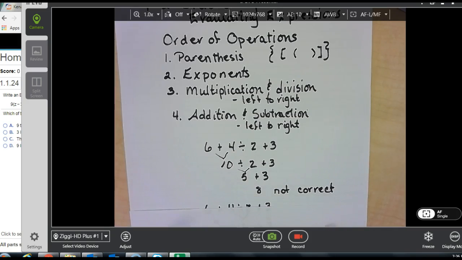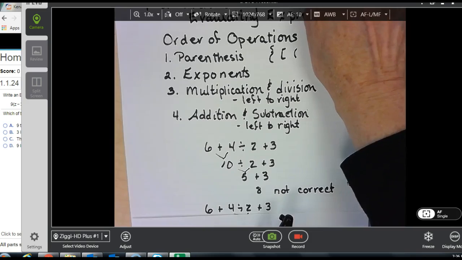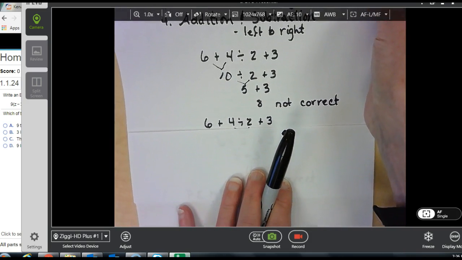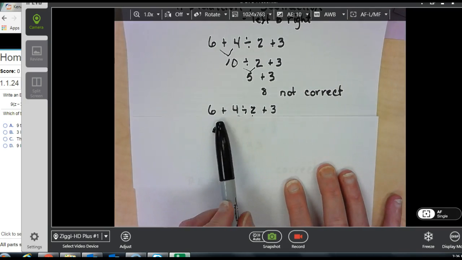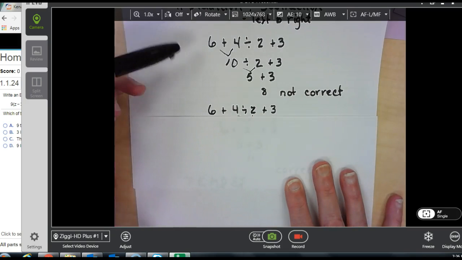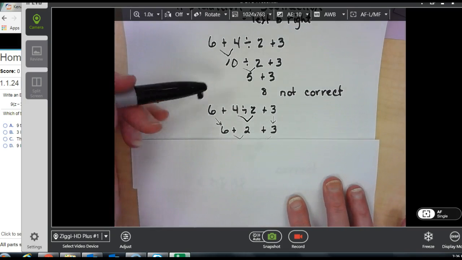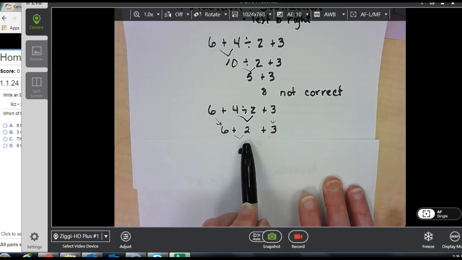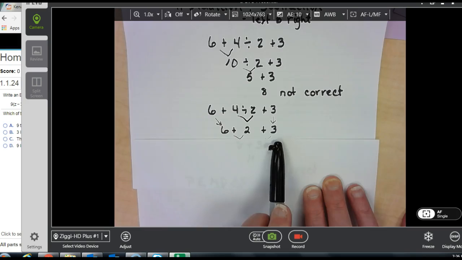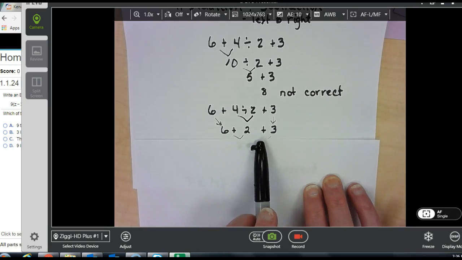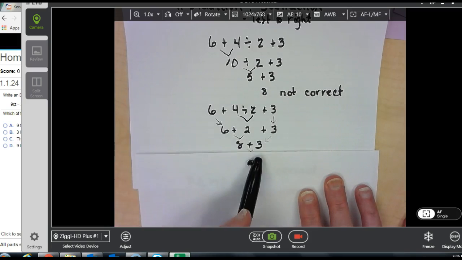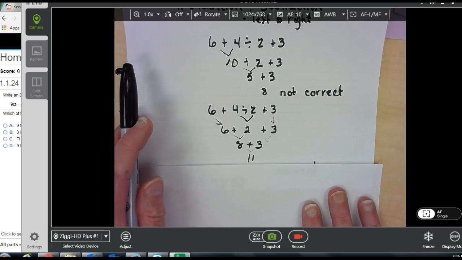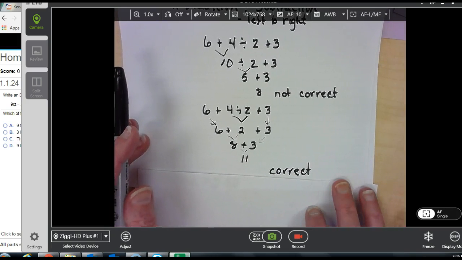So again, we look for parentheses in our problem. There isn't any. So once we have narrowed that down, we look for exponents. In this problem, there are no exponents. So now we could do multiplication and division. In this one we have division, so that's what we do first. So 4 divided by 2 is 2. Everything else is just brought straight down. Now we have all addition, so we go from left to right. 6 plus 2 is 8. Bring down the 3. 8 plus 3 is 11. And that would be our correct answer.